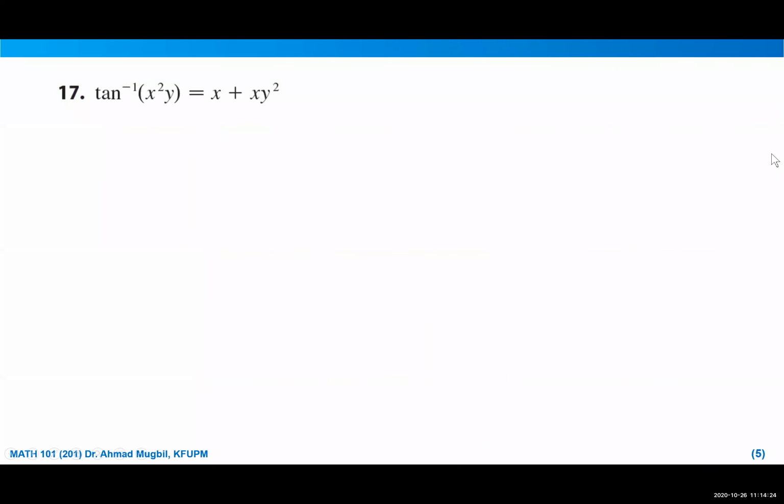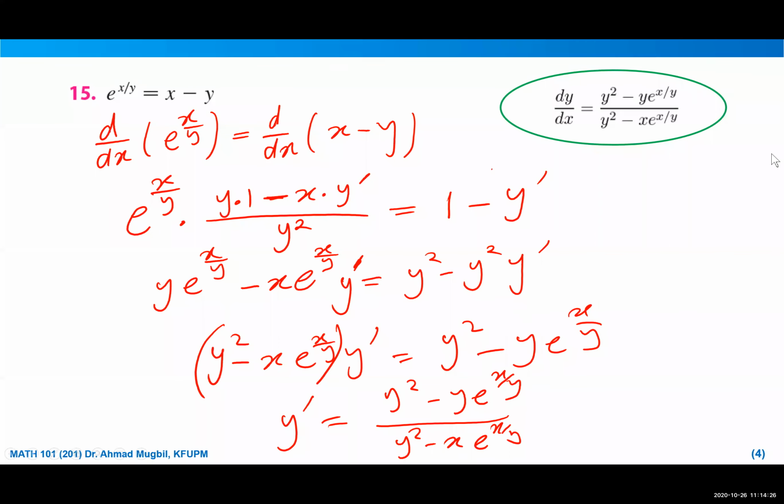Sir, why is it not y squared with e to the power x over y? Multiply by the y square. Where? You mean the derivative? The second step, we multiply by the y square. Yes, here we multiplied by y squared on both sides. It cancelled with this one. Oh, okay. Thank you.